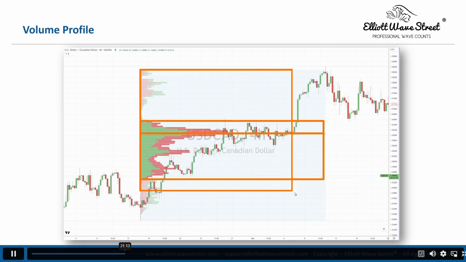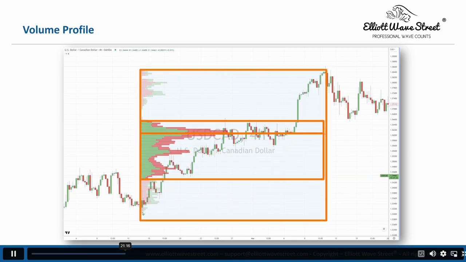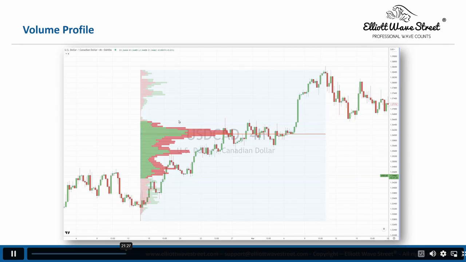Again, the point of control is the level where the price spent more time, and the whole area that we're studying, of course, is from where we start, like a Fibonacci tool. We start the tool from here to here. So of course, I'm going to show you how to pick those levels.